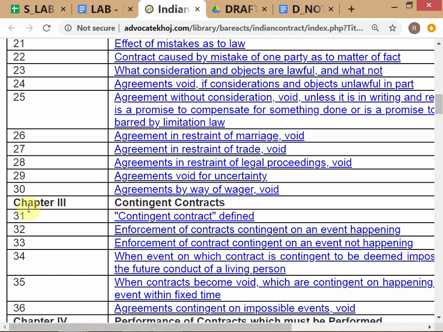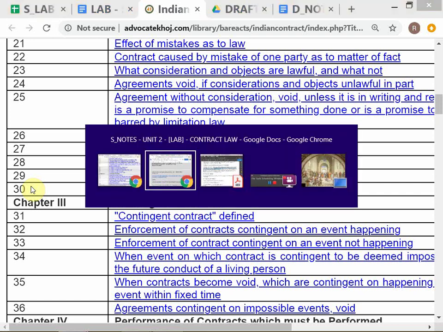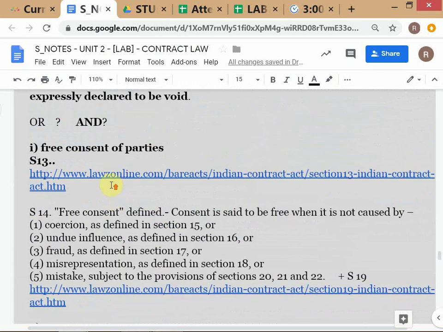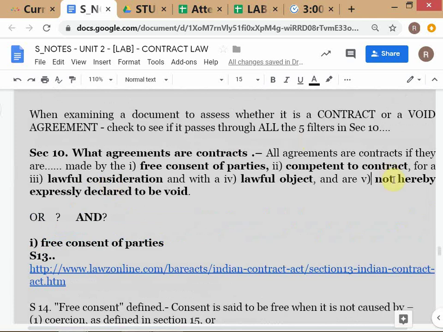Okay. So what does it mean, not hereby expressly declared to be void? It means that they should not fall in this "not". You can see the "not" separately. Read the word "not" separately. Hereby expressly declared to be void. What is hereby expressly declared to be void?